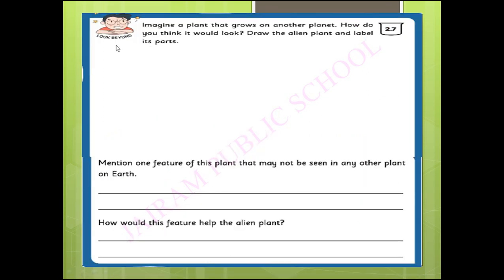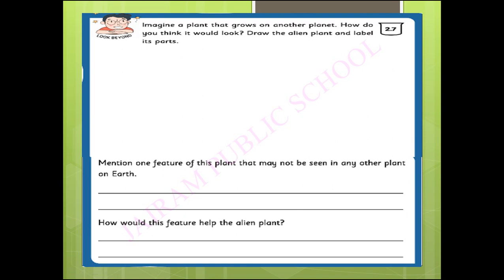Next, here is a look beyond activity. This is a very interesting and more creative activity also. What you are going to do is, in your book, you have to draw a picture. You have to imagine a plant that grows on another planet. Imagine that if a plant is growing on another planet, how would it look? How do you think it would look? Draw the alien plant and label its parts. Really, it is an amazing question.